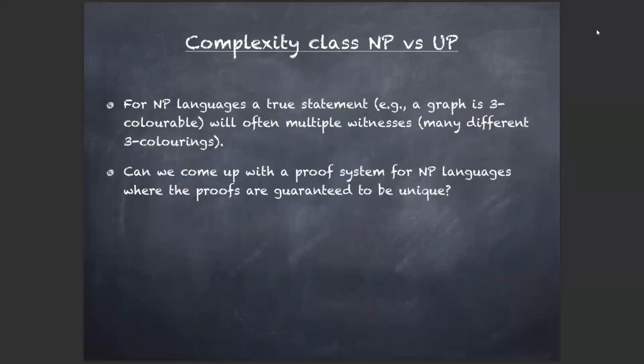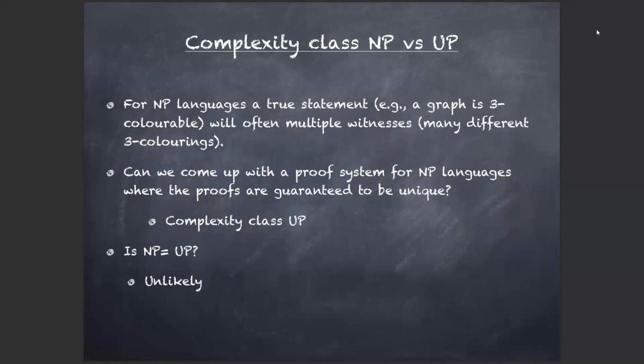So the question that I want to ask is, can we come up with a proof system, preferably for NP languages, where the proofs are guaranteed to be unique? So this corresponds to the complexity class unambiguous non-deterministic polynomial time, UP in short. And so the question is, is NP equal to UP? So do all NP languages have a unique proof? And the answer is unlikely. And in fact, there are results which oracle separate these two classes.